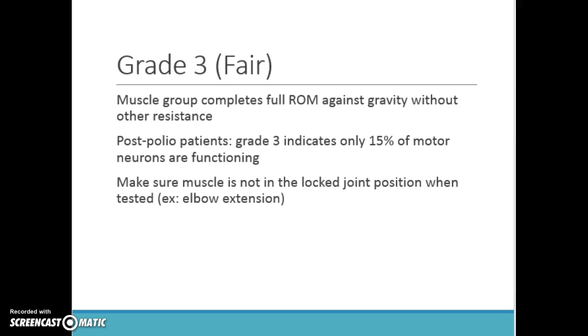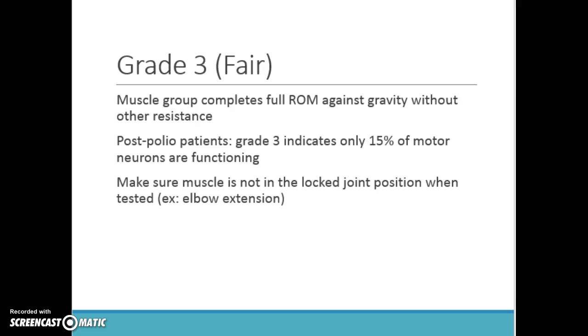Grade 3 is also called fair muscle strength. The muscle group is able to complete the full range of motion against gravity without any other resistance. Findings from research with post-polio patients have found that a grade 3 indicates only 15% of motor neurons are still functioning. When you perform manual muscle testing, make sure that the muscle is not in a locked joint position, because this may appear that the muscle is stronger than what it really is.